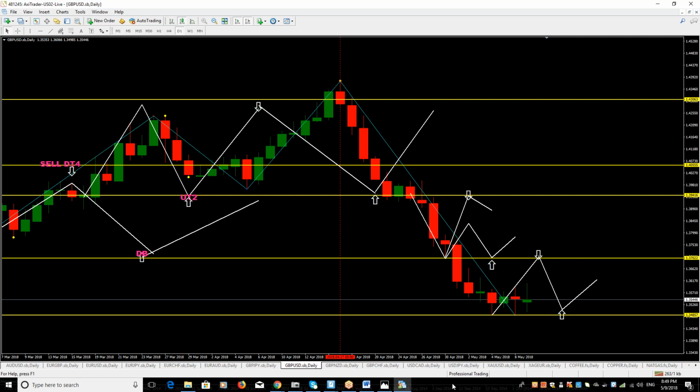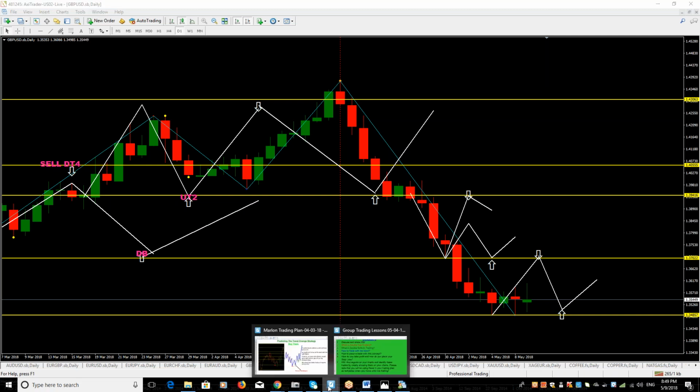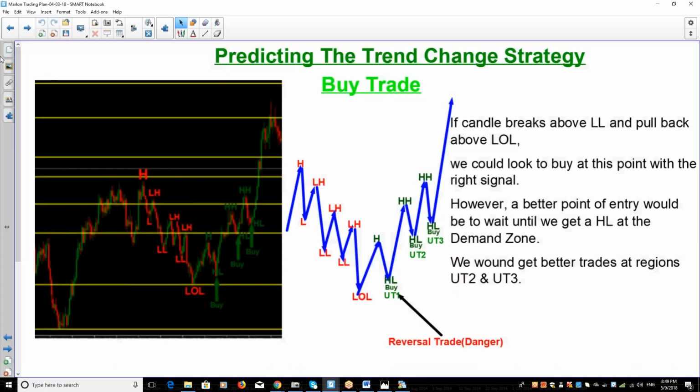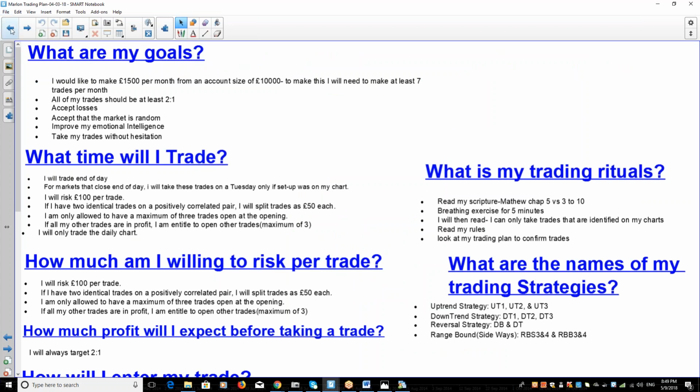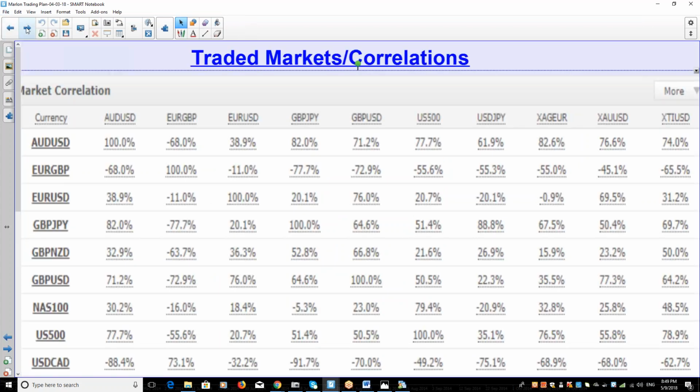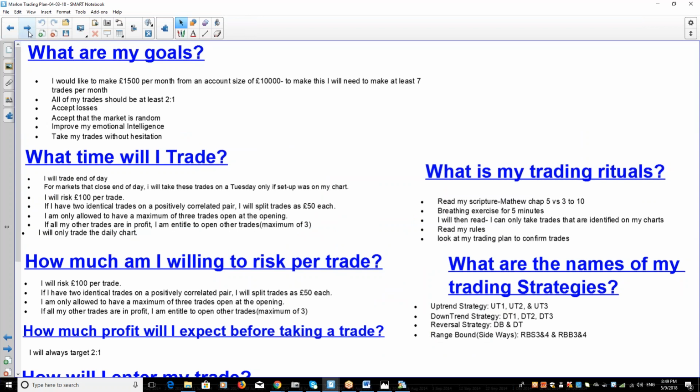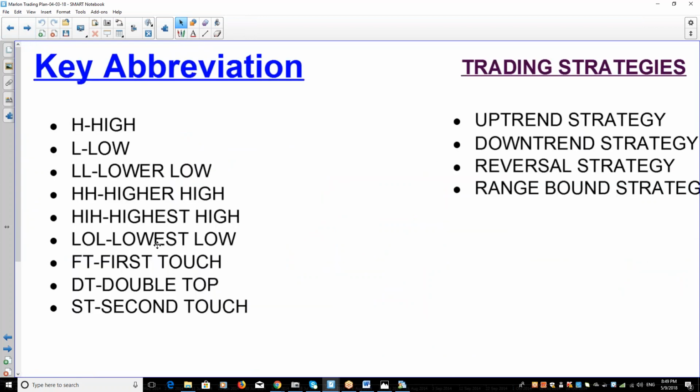A question was asked about what LOL means. Let me tell you. It's this bit here. LOL, the lowest low, right where it is now. So LOL is the lowest low.